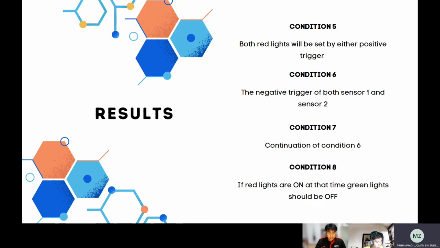For condition 8, if red lights Q0.2 and Q0.3 are on, at that time green lights Q0.0 and Q0.1 should be off. So in this network, when red lights Q0.2 and Q0.3 are on, the reset instruction will be executed and green lights Q0.0 and Q0.1 will be off. Lastly, if the system on switch is off, then all memory should be 0.